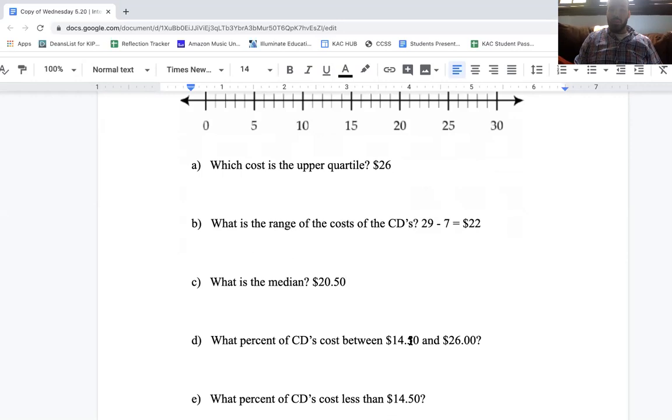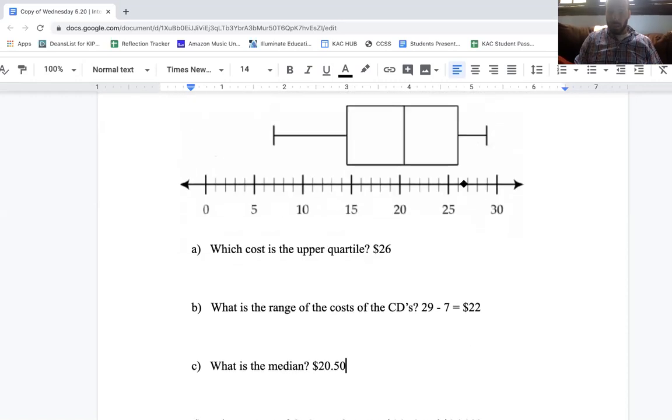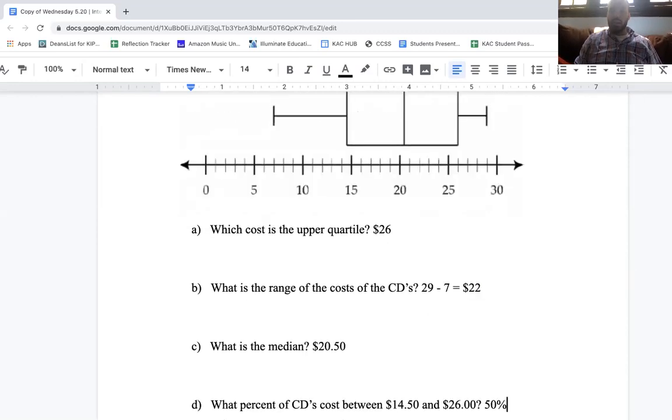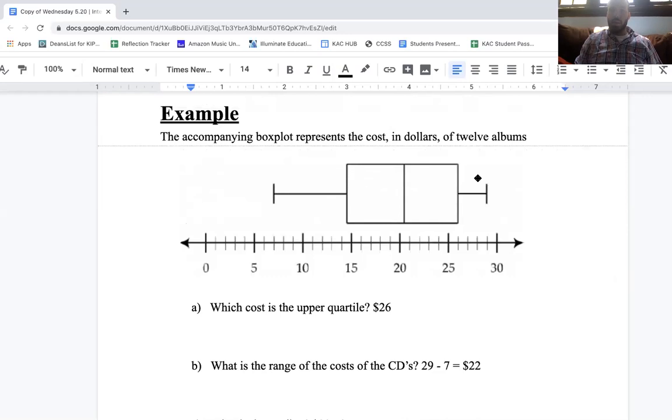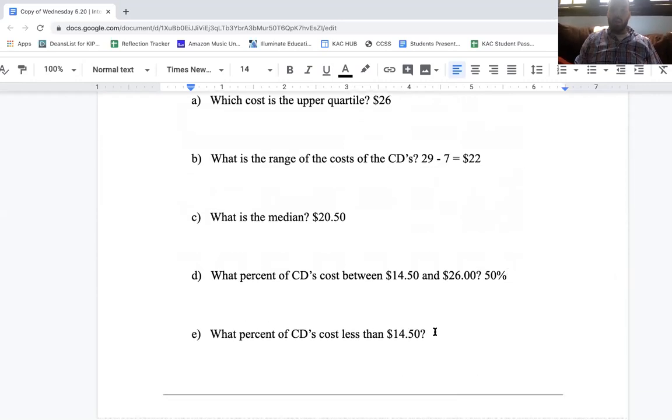What percent of the data cost between $14.50 and $26? $14.50 is right here. That's my lower quartile. $26 right here, that's my upper quartile. So what percent of the data falls between this line and this line? Well, I know 25% falls in here and 25% falls in here. So 25 plus 25 gives me 50% of the data. Half of the data is going to fall in this box in between here and here. There's 25 over here, 25 over here, which would get us up to 100, but this is 25 and 25 together gives me 50.